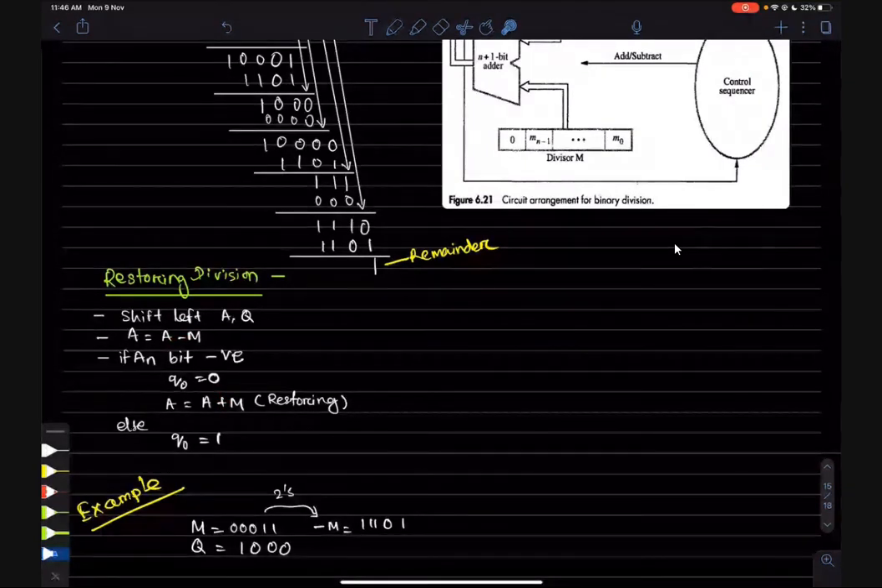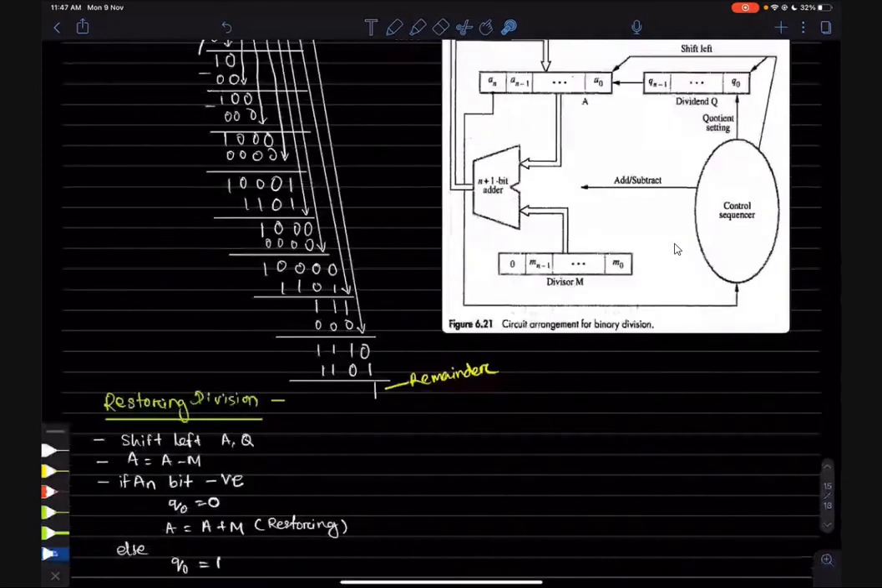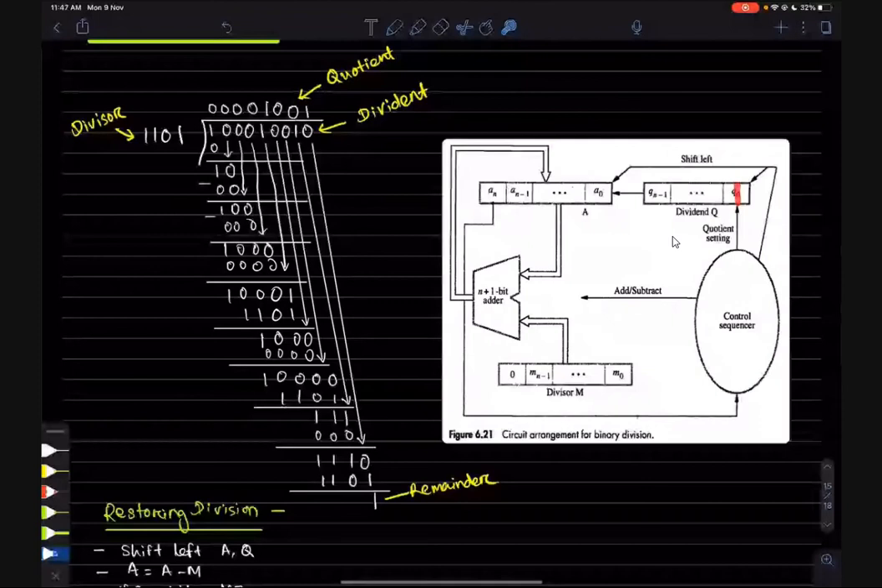Okay, else this q0 value will be 1. Else means what? An bit is positive. Whenever the an bit, the last bit, the result of the an bit is positive, then we have to set q0 equal to 1. So this is the thing.